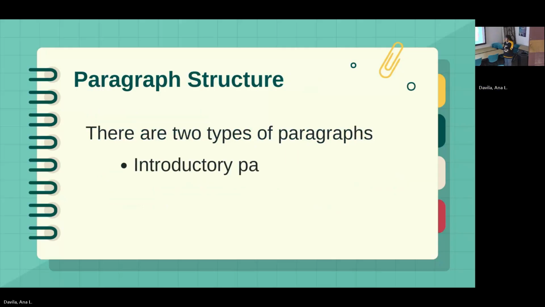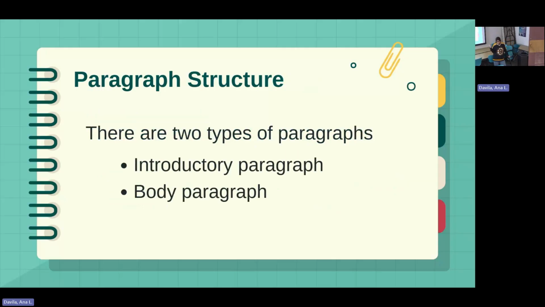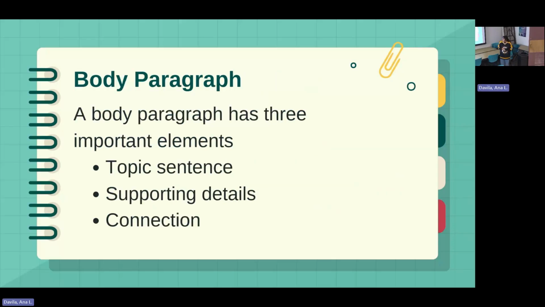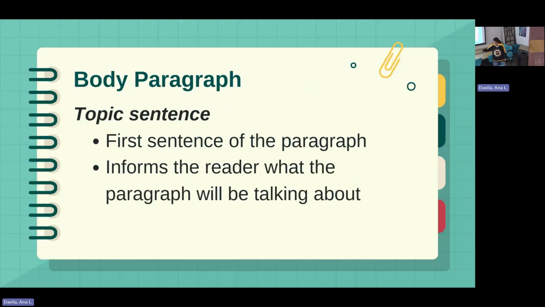Okay. And then we're going to go to the body paragraph. Okay, go. So a body paragraph has three important elements, guys. I want you to think about that. One is your topic sentence, your supporting details, and your connection. So go to next. Your topic sentence, guys, is the first sentence of your paragraph. You're going to open your paragraph with this sentence, and this sentence is going to establish what you're going to be talking about.